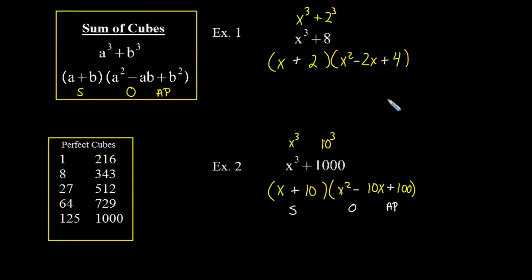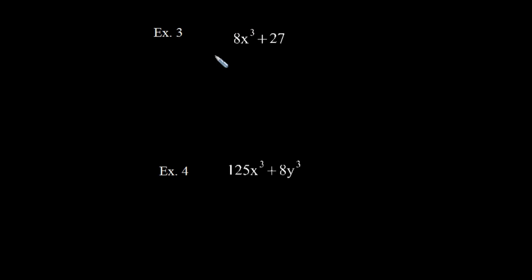All right, so these problems were very straightforward, single term, no variables in the second term, no coefficients. Let's look at something that's a little more complicated. Okay, so example 3, we're going to go through the same process that we were just looking at. We're going to take the cube root of this first term, 8x cubed, and this one is 3 cubed. So when we take the cube root of them, we get 2x and we get 3.